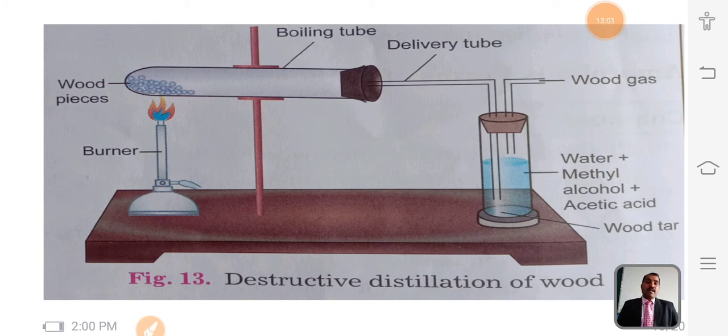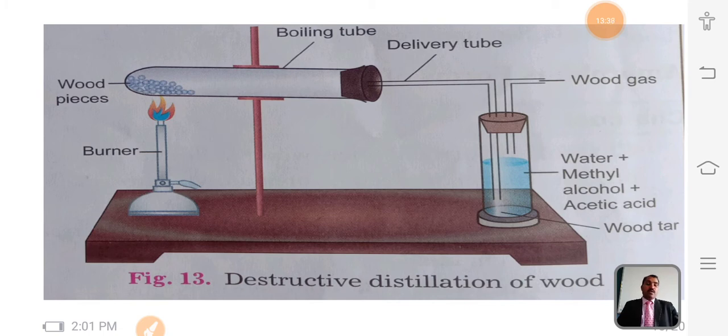So what will happen, my dear? When we provide heat to the wood pieces in the absence of oxygen or in the lack of atmospheric air, then by heating we will get wood gas, water, methyl alcohol, acetic acid, and wood tar. I have written so many here, but generally we will get liquid products like pyroligneous acid and wood tar.